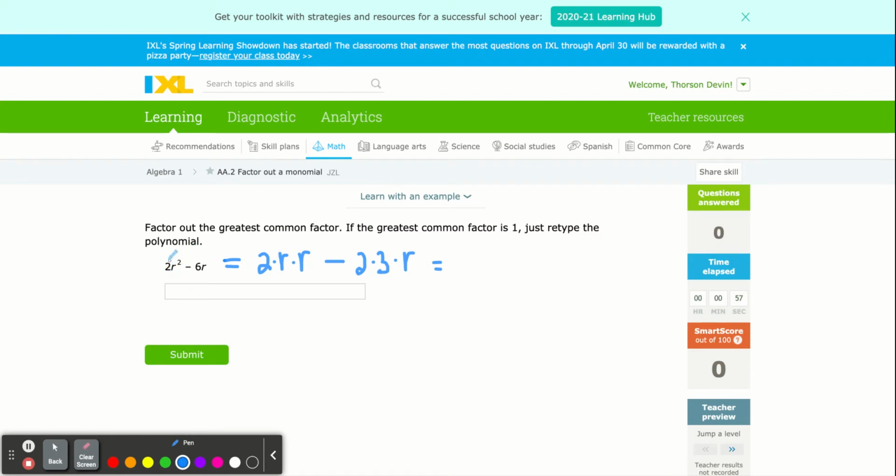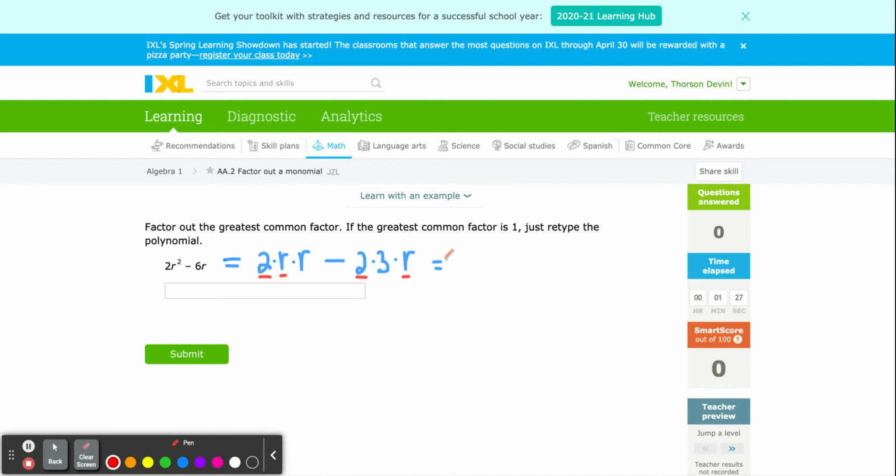What I mean by that is this 2r squared, I'm going to write as a 2 times an r times an r. I have a 2 in front, and I have two r's that I'm multiplying together. This 6r, the 6 can be written as 2 times 3. It's two prime factors, 2 and a 3, and I have a single r. Now what I do is I look to see what they have in common. I have a 2 and a 2 that both these terms have. I also have one r and one r that both those terms have.